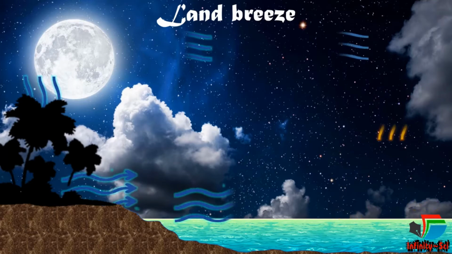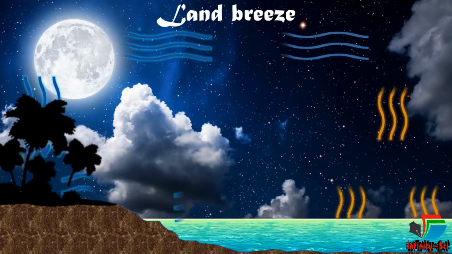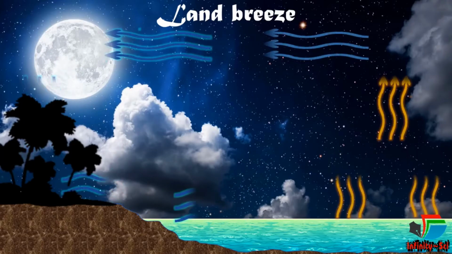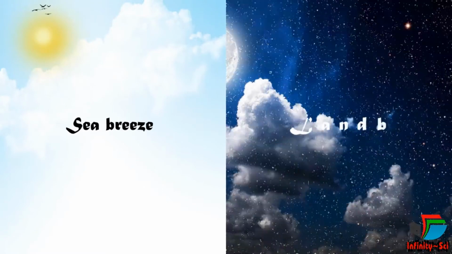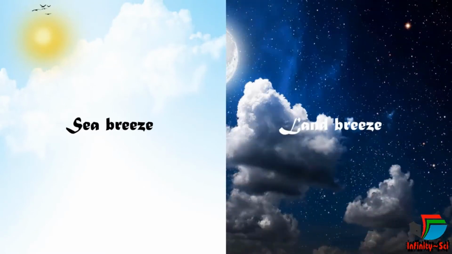Again, what happens here? As the air rises from the sea, it cools down above the sea and runs back, creating a cycle that continues. A sea breeze takes place during daytime and a land breeze takes place during nighttime.